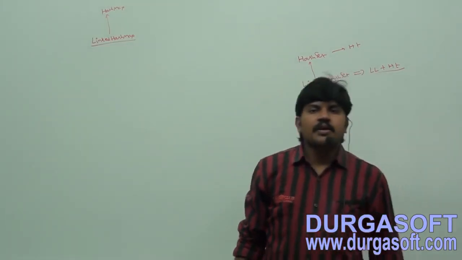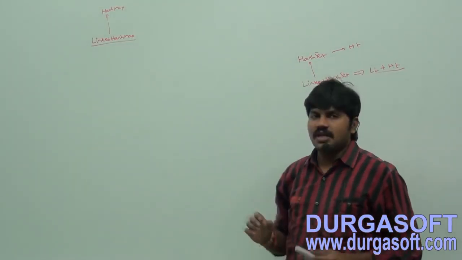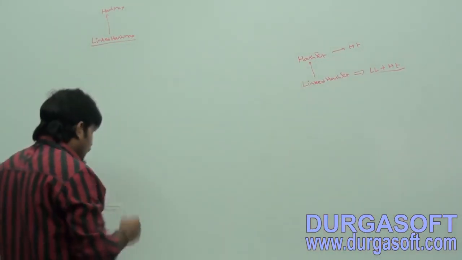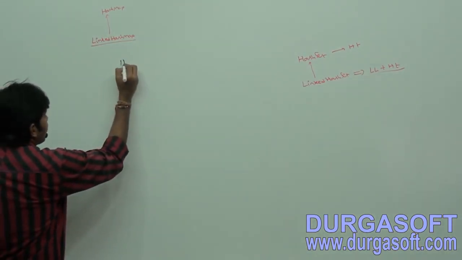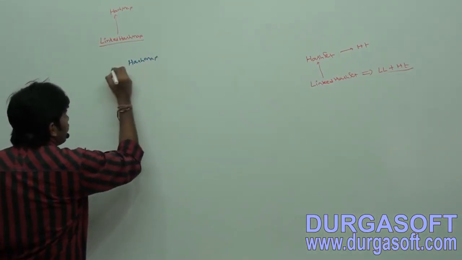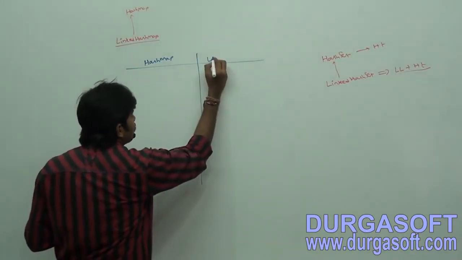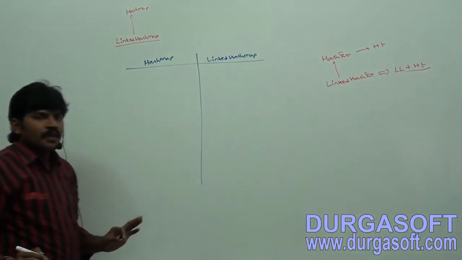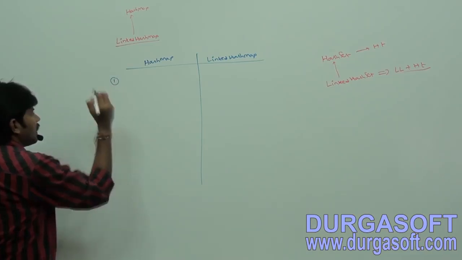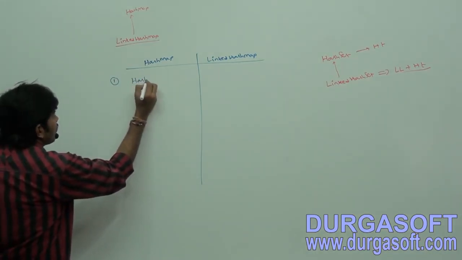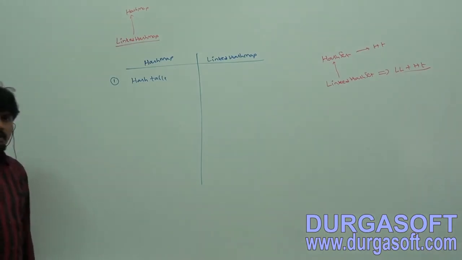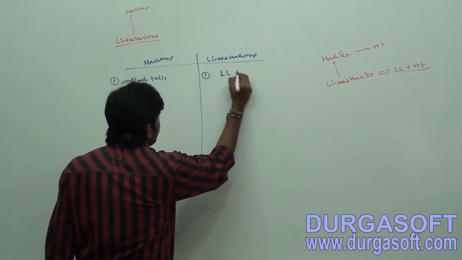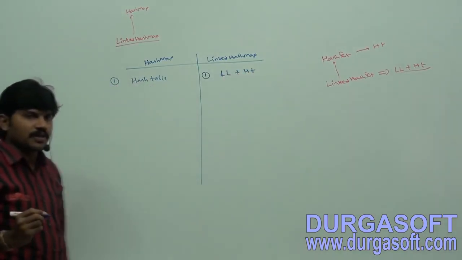First point. Second, linked hash map is exactly the same as hash map with these differences only. Let me highlight. Here I am taking hash map and linked hash map. What differences are there between hash map and linked hash map? In the case of hash map, the underlying data structure is hash table, which we covered already. But in linked hash map, the underlying data structure is linked list plus hash table.